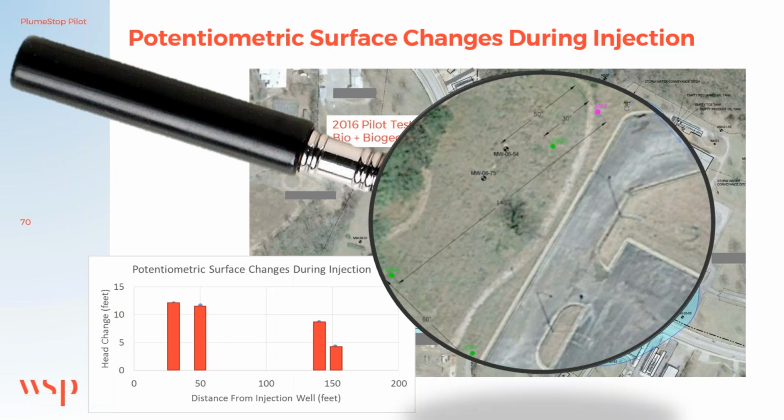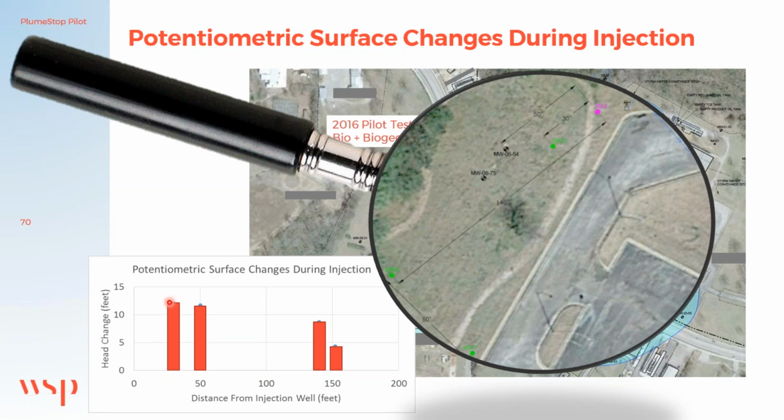The first bit of data we collected as part of the pilot test was the change in groundwater elevation head in the monitoring wells during injection activities. These data show strong connectivity and are very encouraging. Basically, for a full-scale application in this matrix, we should be able to tweak the amendment volume and concentration to manipulate the radius of influence.